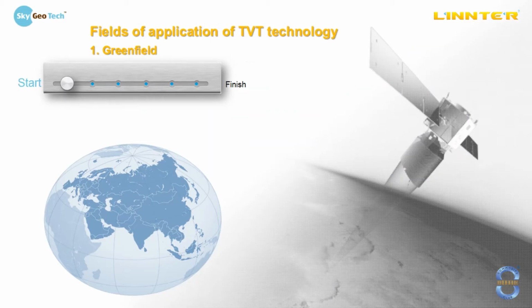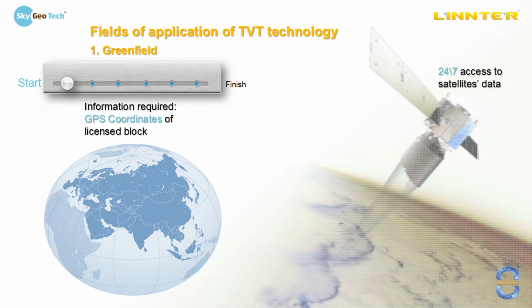Now we are going to tell you about TVT direct applications, and here is the first field of TVT application. It's greenfield. When nothing was done and no surveys and explorations were made, TVT technology can stand by itself, and all we need to start our work is just GPS coordinates of the licensed block. We have 24/7 access to satellite data, and we start working immediately.